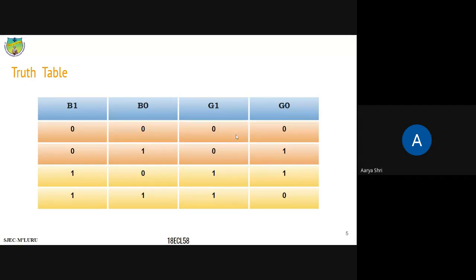If you consider two consecutive gray code values, you can see 0, 0, and the next one is 0, 1. These two consecutive values differ by only a single bit. Similarly, you can see here 0, 1 and 1, 1 differ by only one bit, that is the bit G1. Okay, so that is the meaning of gray code.